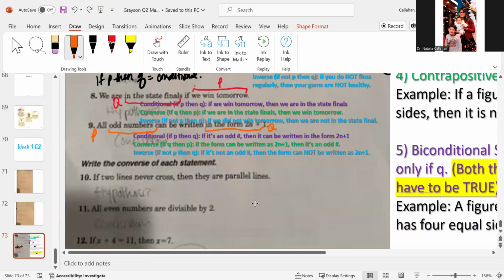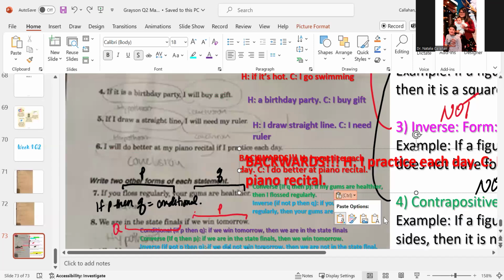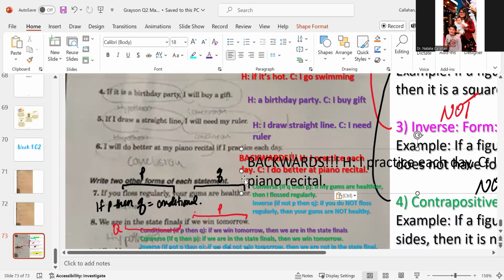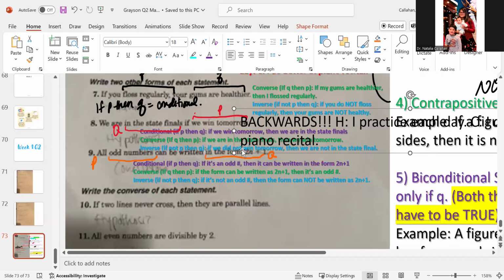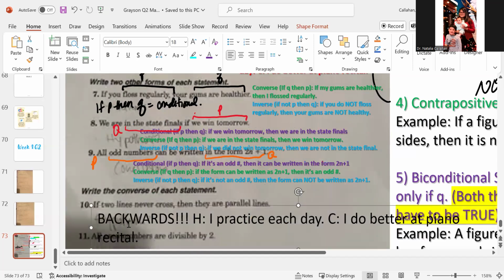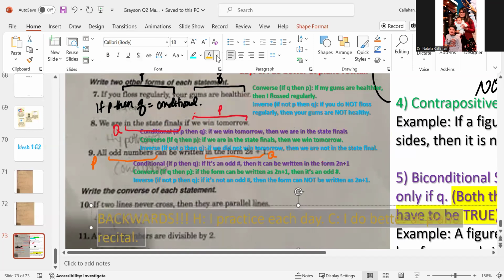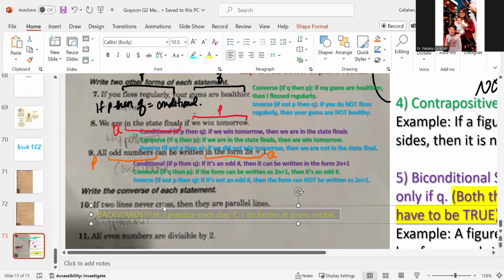What's the converse? If 2 lines are... No, what's the converse? Read your notes. What does it say? If what? If no... So it's backwards, right? So identify the P first. And what's the Q? Two lines never cross is P, and then they are parallel is Q.